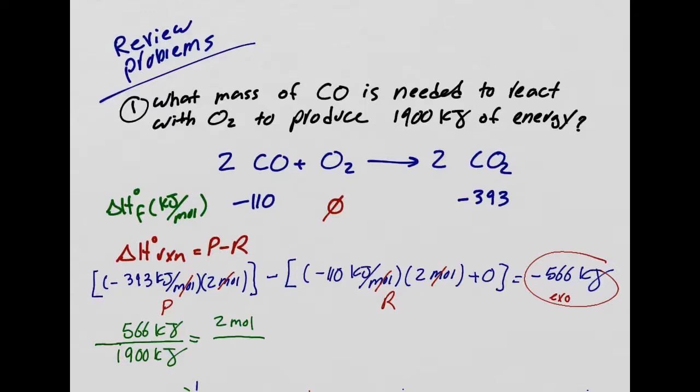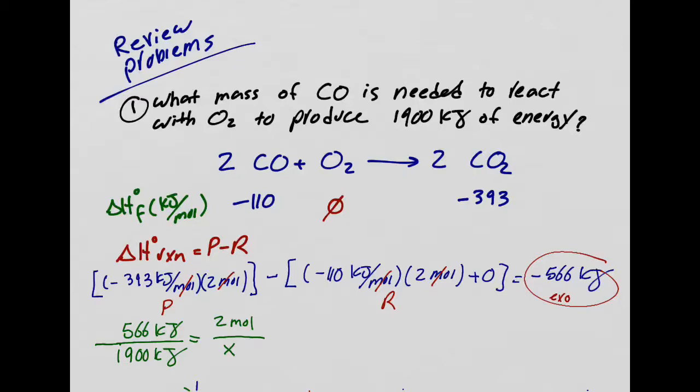Now, I want this much energy. You can do a proportion. So, how many moles of carbon monoxide do I need? I'm going to repeat this again. When you run this reaction as is, which is 2 moles of carbon monoxide with 1 mole of oxygen, producing 2 moles of carbon dioxide, 566 kilojoules of energy is released. Now I'm asking what I want. I want 1900 kilojoules of energy. So how many moles of carbon monoxide do I need?